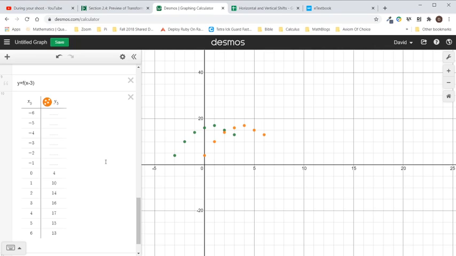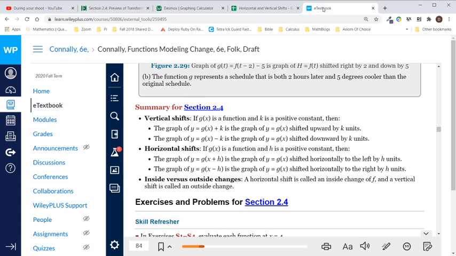Changes we make inside the function move the graph to the left and right. Changes we make outside the expression move things up and down. If we go over to our text, they have just a nice little summary here just before the exercises, and you should keep this in mind every time we're doing this.